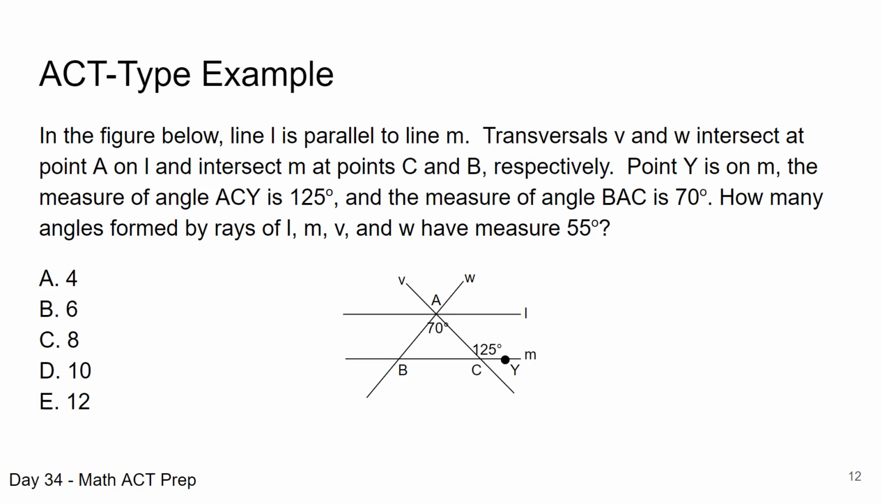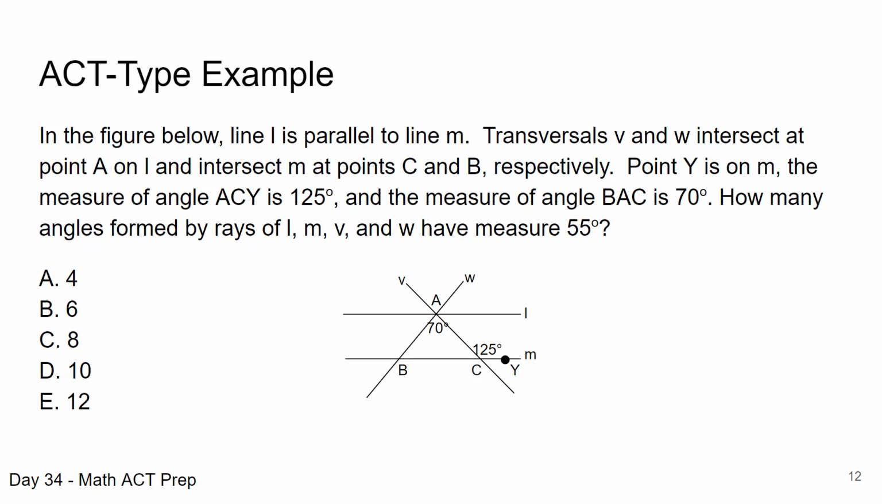Pause the video here and work this question, and then come back and we'll work it together. You're told that in the figure below, line L is parallel to line M. You have transversals V and W that intersect at point A on L and intersect M at points C and B, respectively. Point Y is on M. The measure of angle ACY is 125, and the measure of angle BAC is 70. How many angles formed by rays of L, M, and V and W have measure 55?